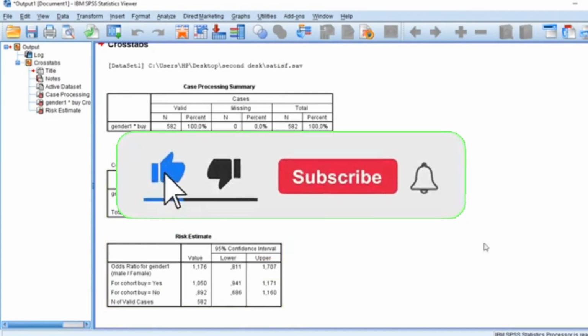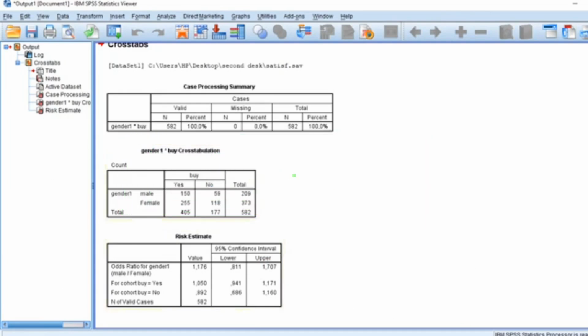So that's it for this tutorial on how to calculate odds ratio and relative risk using SPSS.